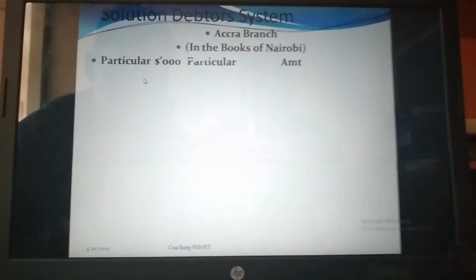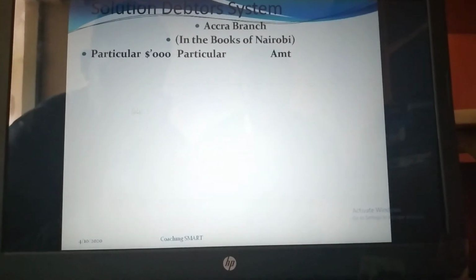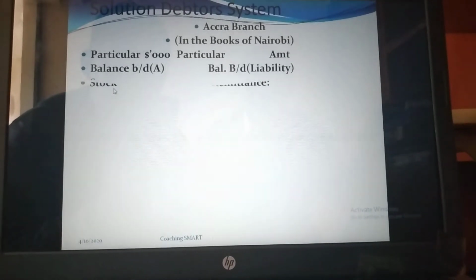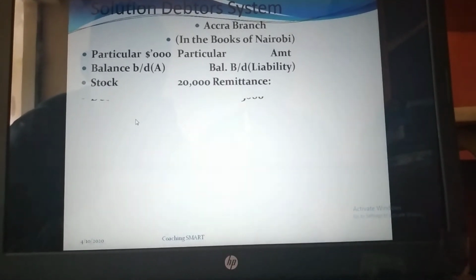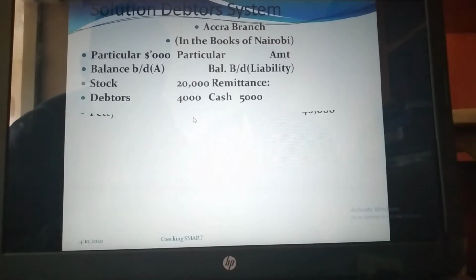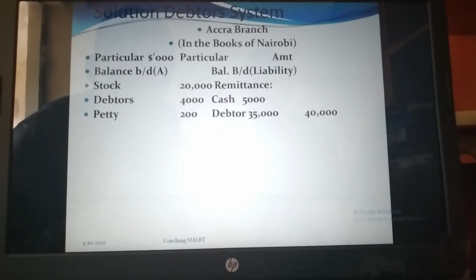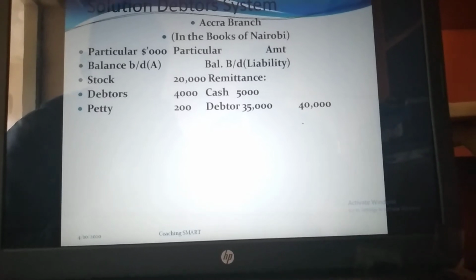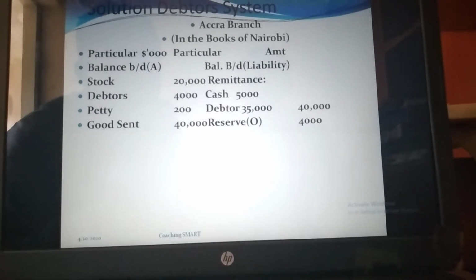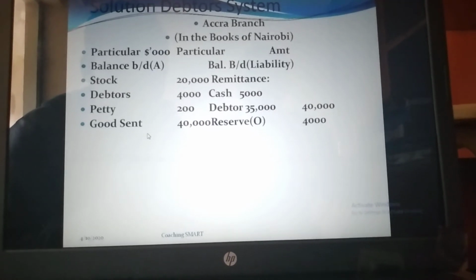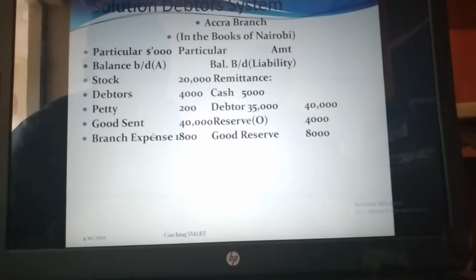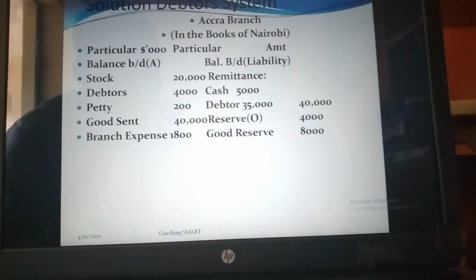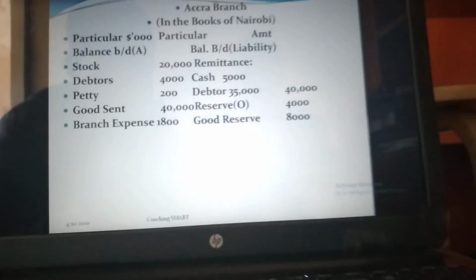Now, particulars in dollars. So balance brought down, we have stock, which is 20,000, debtors 4,000, petty cash 200. So the total for assets is 24,200, and then goods sent is 40,000, which is here. Then branch expenses, when you total branch expenses, rent, salaries, and advertisement gives us a total of 1,800.